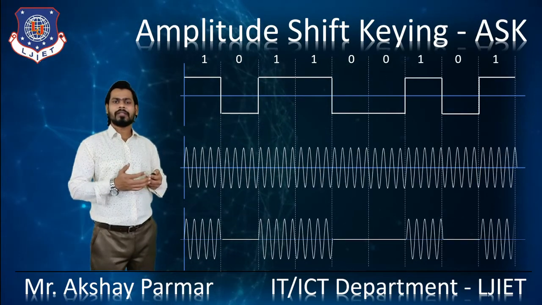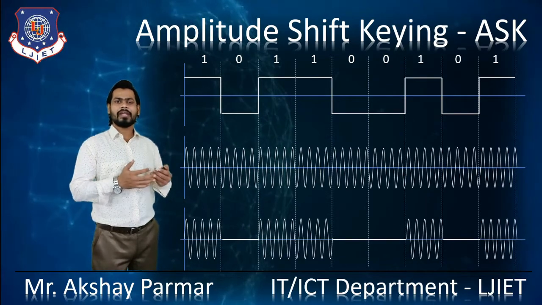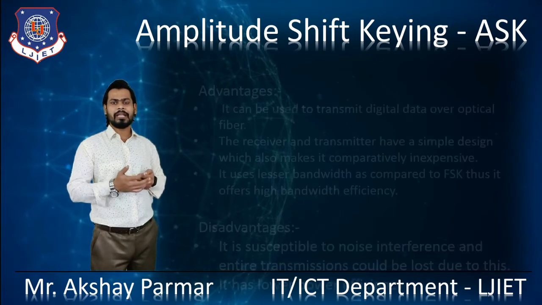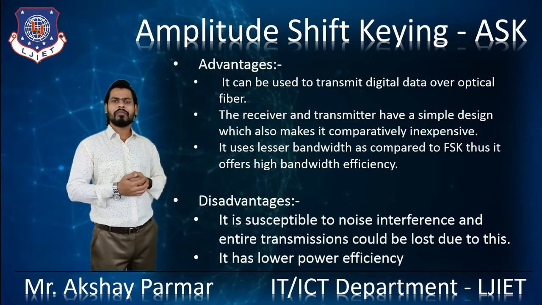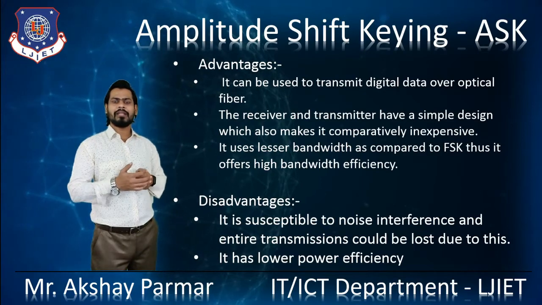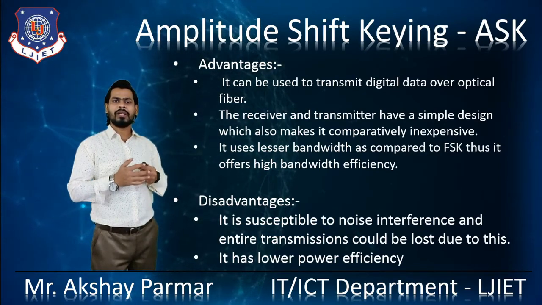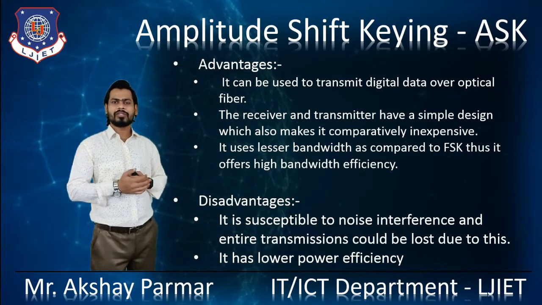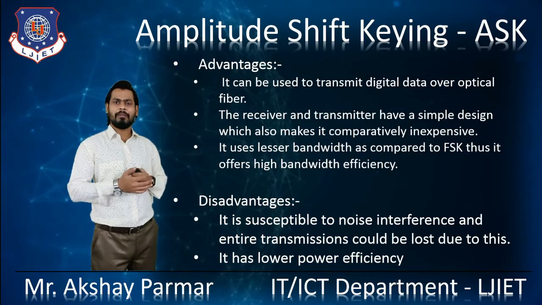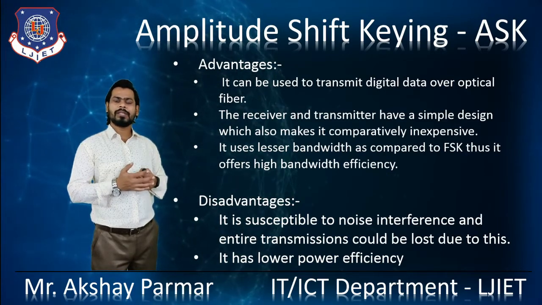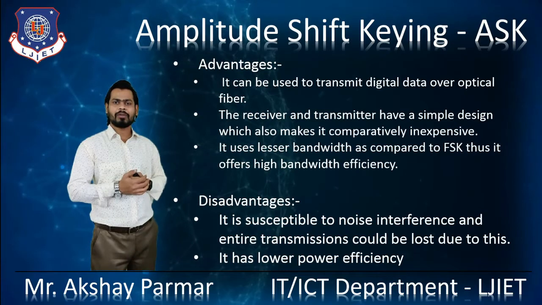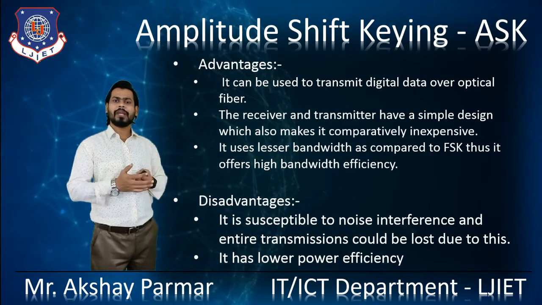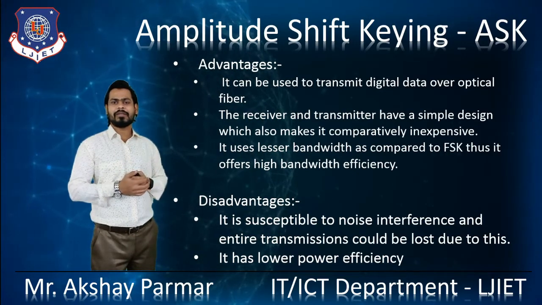So this is how we do the amplitude shift keying, ASK method. There are some advantages and disadvantages also. An advantage of amplitude shift keying is that it can be used to transmit digital data over optical fiber, which, as you all know, is the new generation of data communication. The receiver and the transmitter have a simple design, which also makes it comparatively inexpensive.